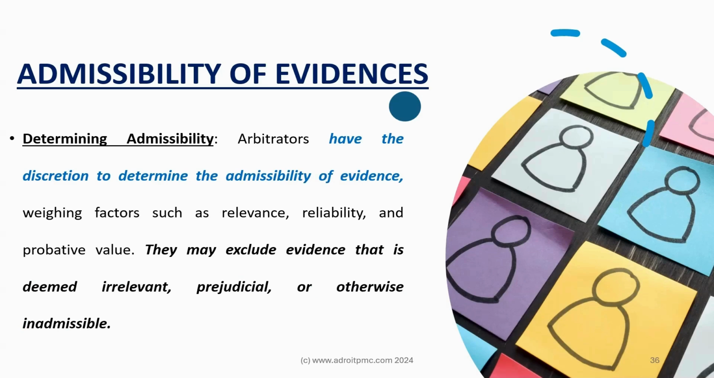Next is admissibility of the evidences. Of course, the arbitrator has the discretion to determine the admissibility of evidence, whether it is relevant or reliable, and its probative value. They may exclude evidence that is deemed irrelevant, prejudicial, or otherwise inadmissible. The arbitrator has the discretion either to allow or to reject the evidence submitted by the parties during the proceedings.